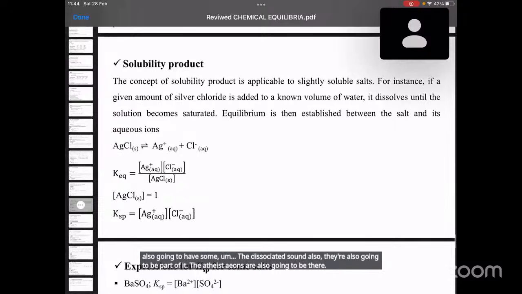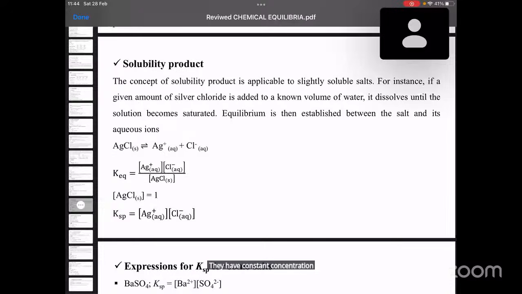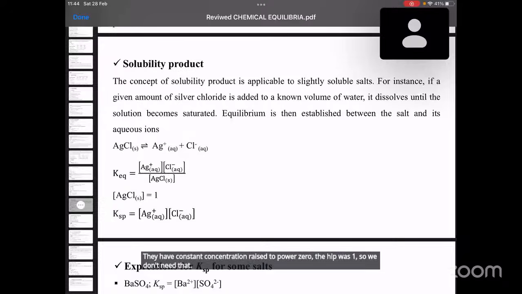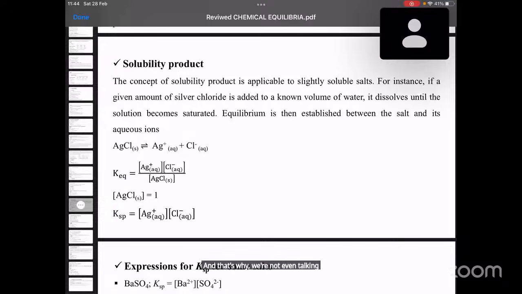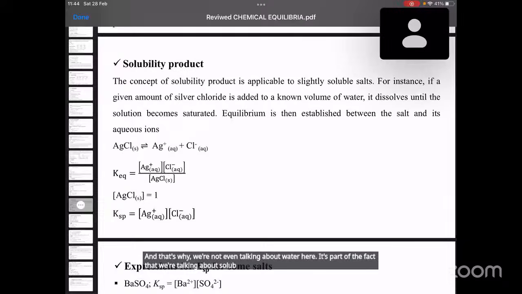And that's why we're not putting water here, because of what we said about water. In this case, you're going to have it in excess. Nothing is happening to its concentration, so we're not even going to be bringing it into the equation. It has a constant concentration. Raised to power 0, it equals 1, so we don't need that. And that's why we're not even talking about water here. It's part of the fact that we're talking about solubility.